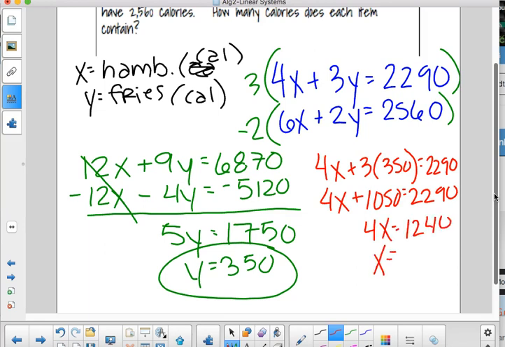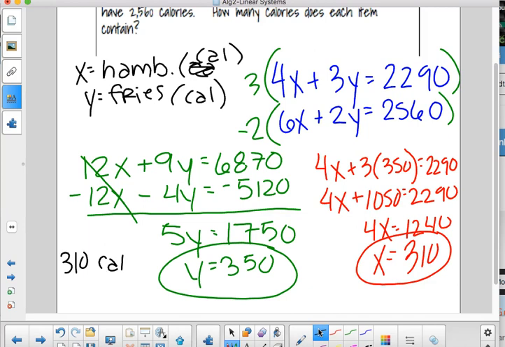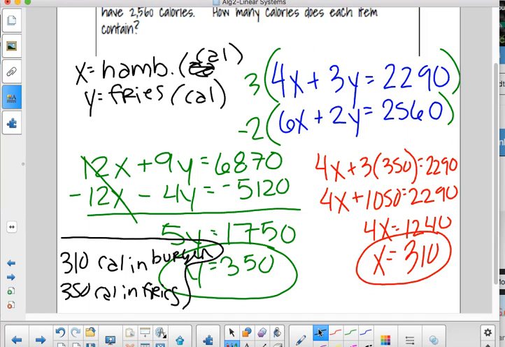How many calories are in a hamburger? 310. When you're in a story problem, do we write this answer as an ordered pair? No. So just at the very end, make sure you put like 310 calories in a burger, 350 calories in the fries. Questions on that story problem?